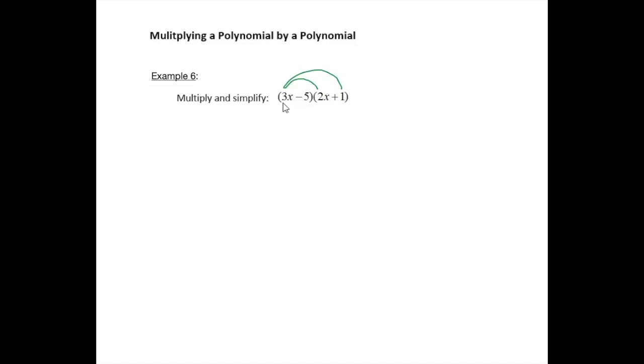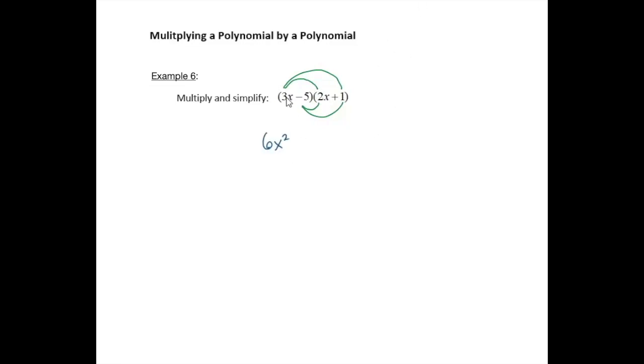That means that the 3x will get distributed and multiplied by each of the terms in the second set of parentheses, and the negative 5 will be distributed and multiplied by each of the terms in the second set of parentheses. Let's start with the 3x. First, we multiply by 2x. That will give us 3 times 2 is 6, and x times x is x squared.